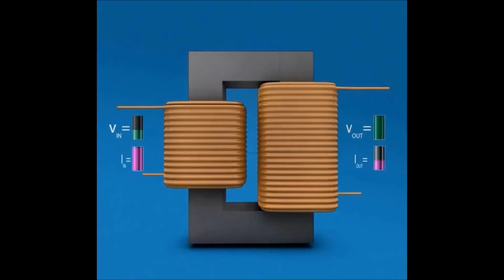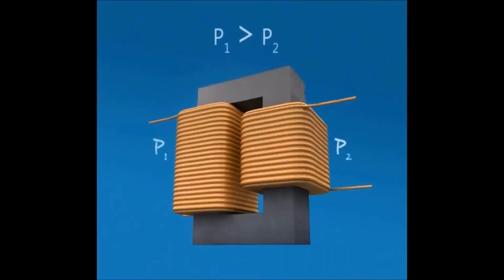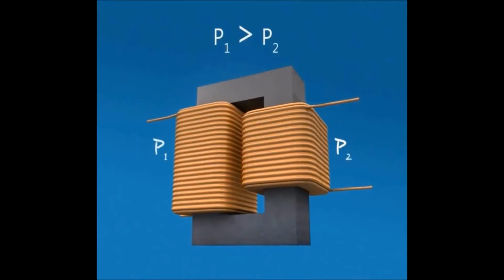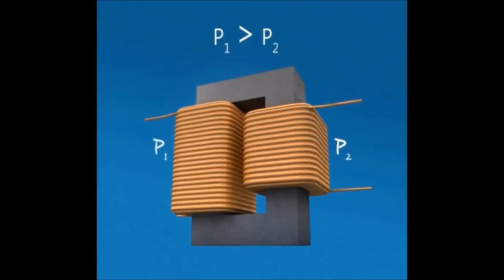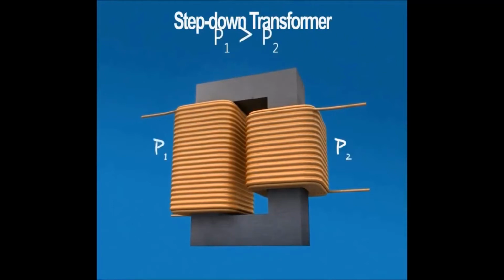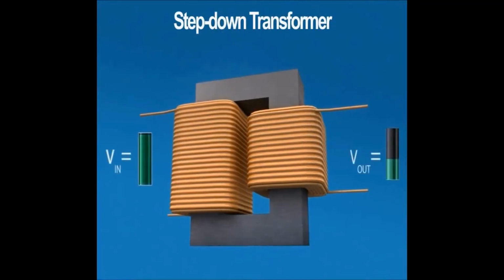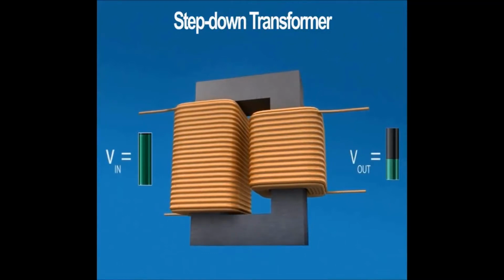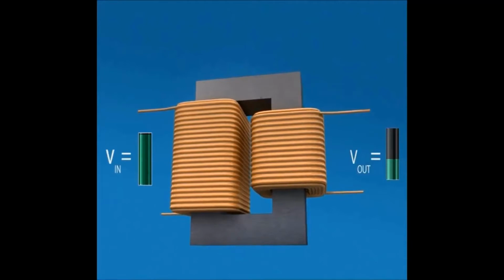Similarly, when the primary coil has more number of turns than the secondary coil, the transformer is called a step-down transformer, and the voltage induced on the secondary side, V out, is less than the applied voltage, V in, on the primary side.